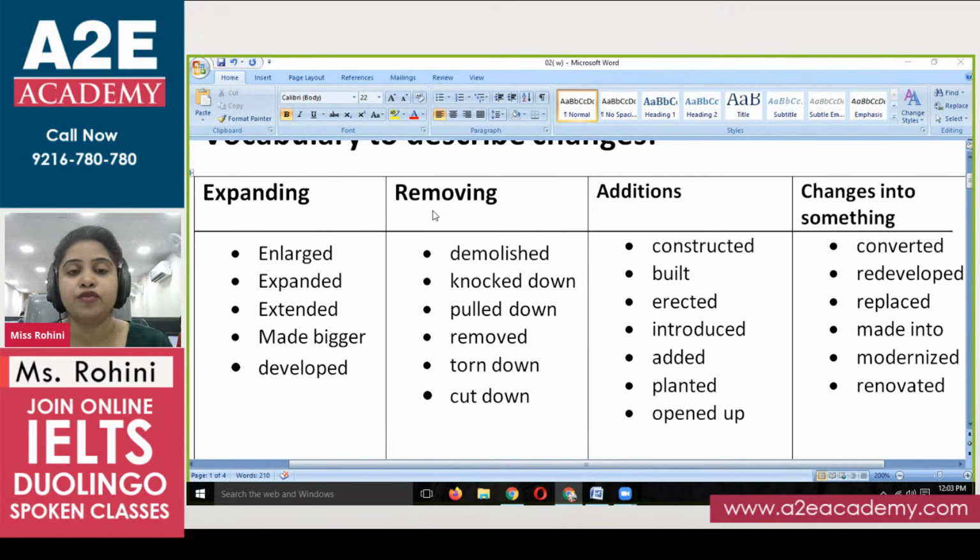Okay, then for removing: demolished, knocked down, pulled down, removed, torn down or cut down. Basically the word cut down we use for trees. Suppose in the previous map, you have two maps, a map is basically for comparison. In your exam you may get two maps, three different maps, or you may get one map also where you have to explain the location and directions. Fine. So for removing: demolished, knocked down, pulled down, removed, torn down, cut down.